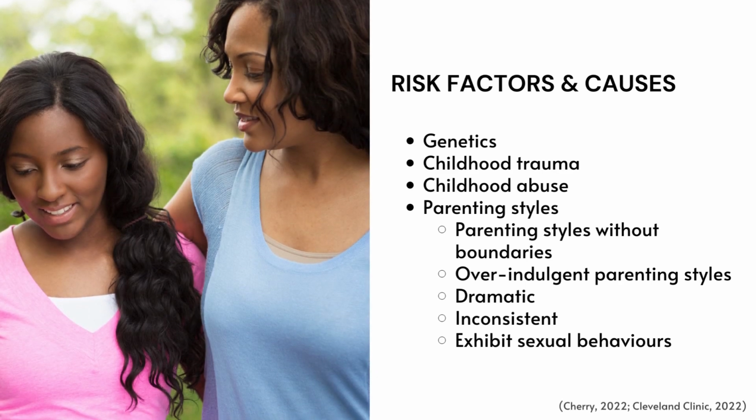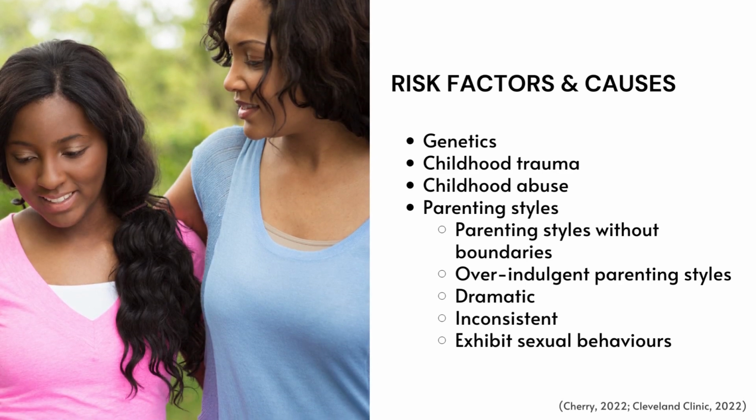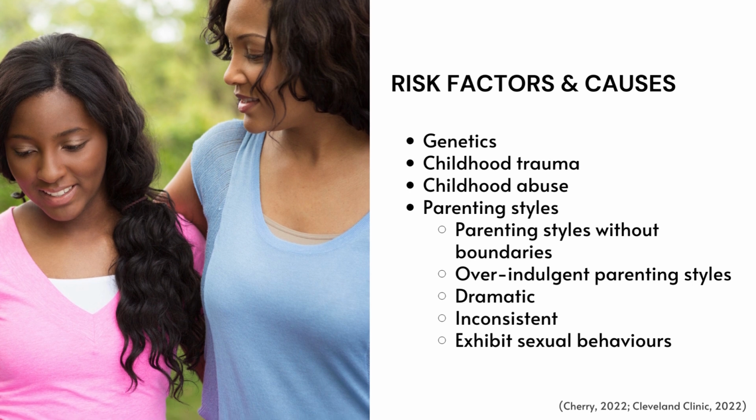Risk factors and causes. Histrionic personality disorder typically begins in the late teenage years or early 20s. Histrionic personality disorder is a result of the following factors. Genetics. Parents with histrionic personality disorder can pass this disorder to their children. Childhood trauma, such as a death of a loved one. Childhood abuse, such as verbal abuse.